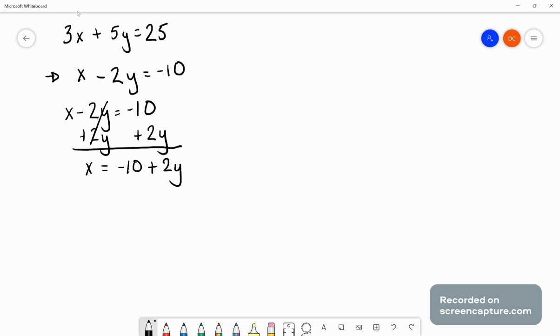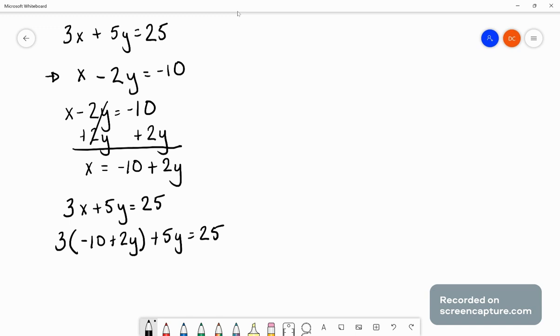So now we've solved for x. We're going to replace that into our other equation, right? We're going to substitute what we have for x into our other equation. So we have 3x plus 5y equals 25. Right? So what is our x? x is -10 plus 2y. So we have 3 times (-10 plus 2y) plus 5y equals 25.